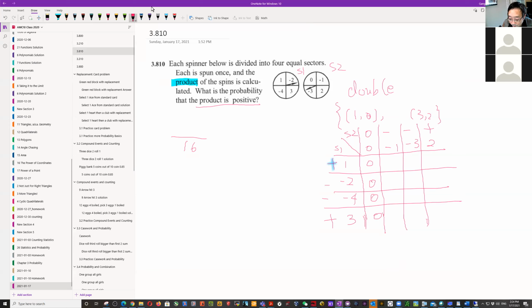And here, negative times positive is going to be negative, and so on down the column. Here, because I have the same sign, negative and negative, I should be able to copy this column: plus, plus, negative, and the rest positive or negative accordingly. I just want to count the positives. So 1, 2, 3, 4, 5, 6. So basically 6 out of 16, and this is going to be 3 over 8.